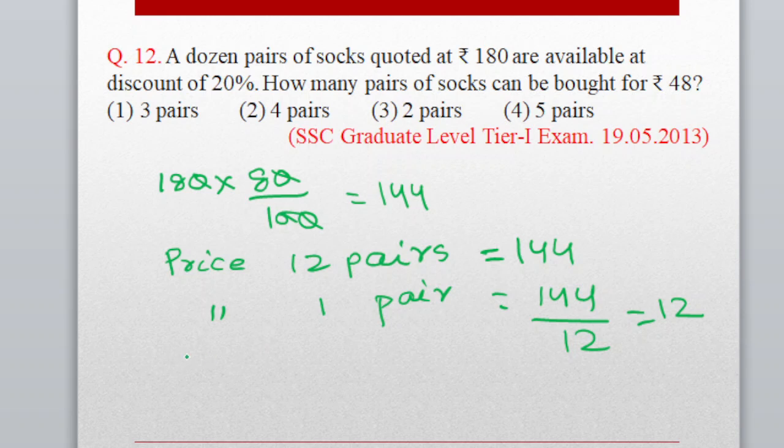Again, that means we have to find how many pairs of socks can be bought. That means 48 divided by 12, because we have to buy for rupees 48. So that is equal to 4. That means 4 pairs. So here we can buy 4 pairs of socks at rupees 48. So here option 2 is the right answer. Now next question.